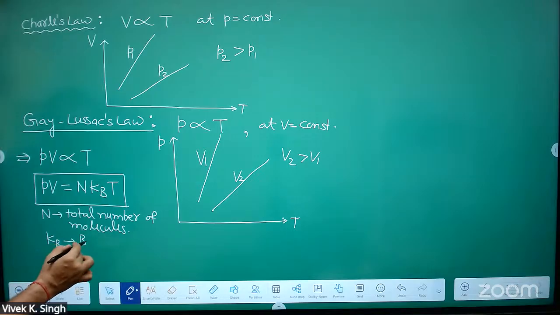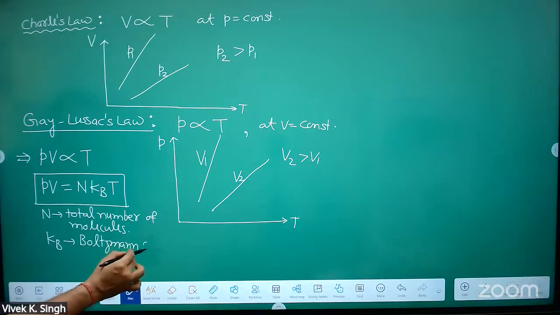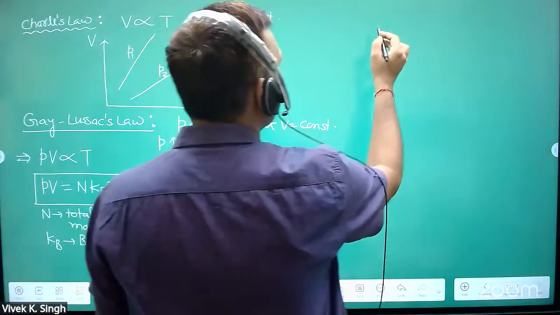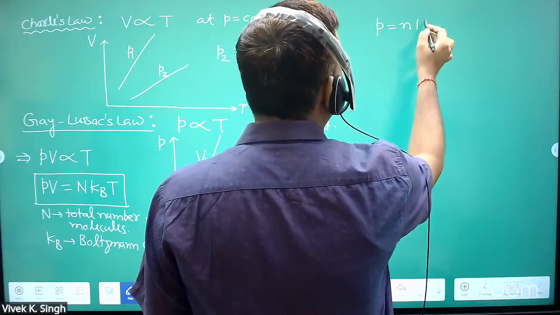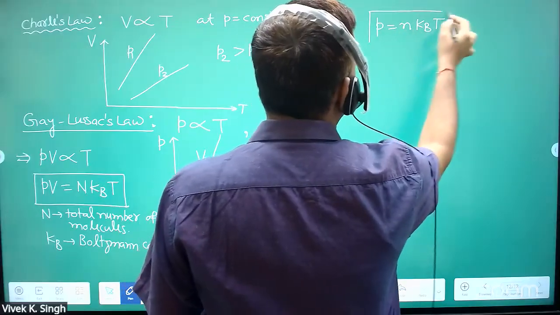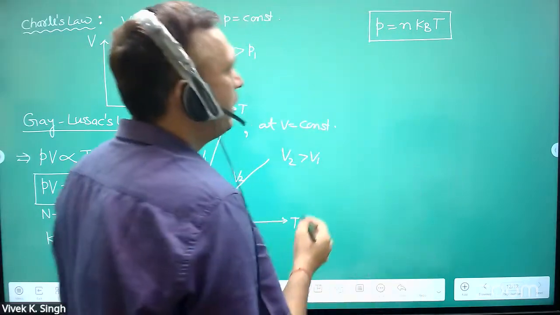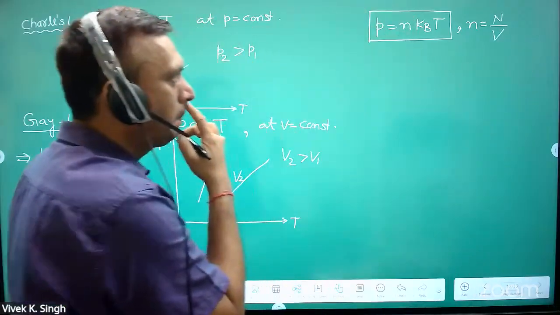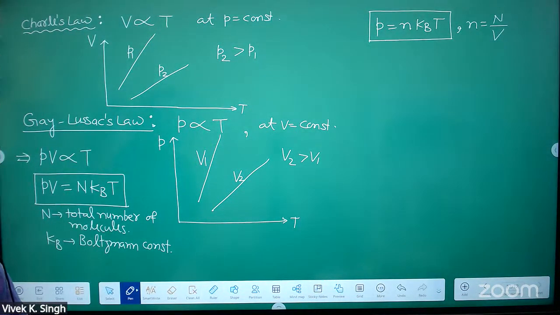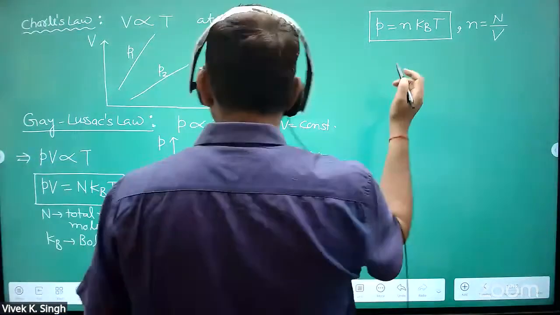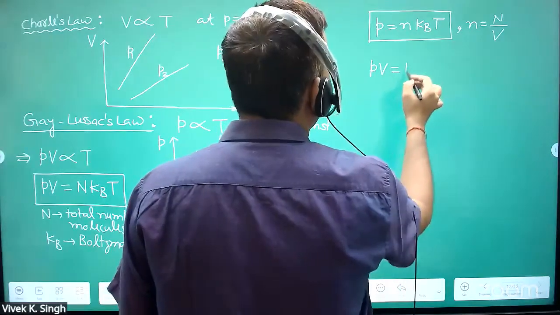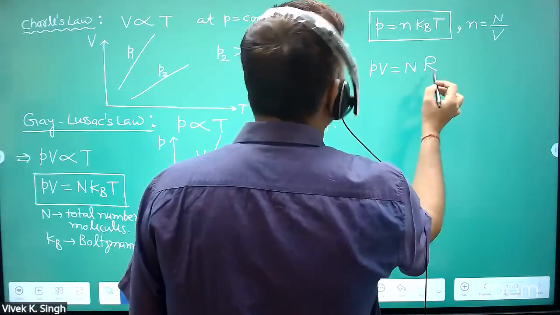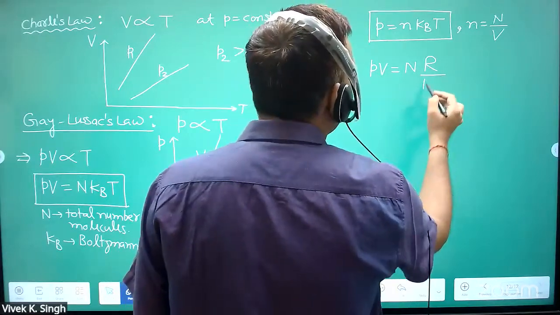kB is the Boltzmann constant. So this equation can also be written as P is equal to small n kB T, where n is the number density, n is capital N by V. Now, this equation can also be written as PV equals N kB T, where kB is given by R by Na.